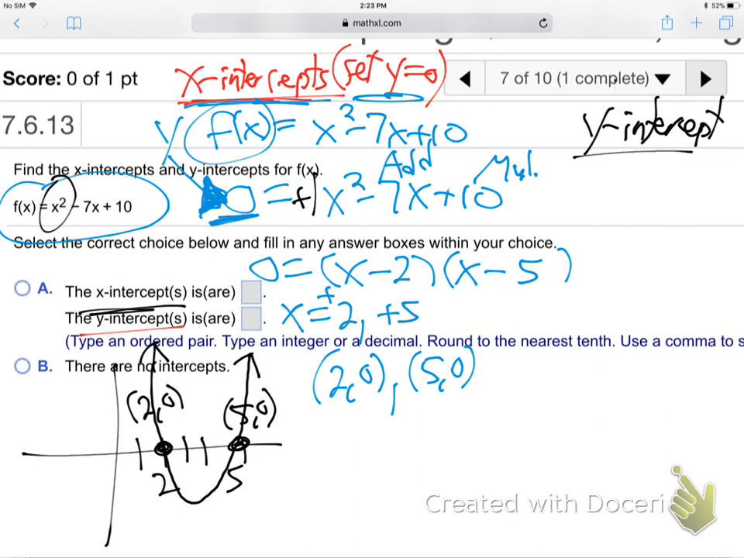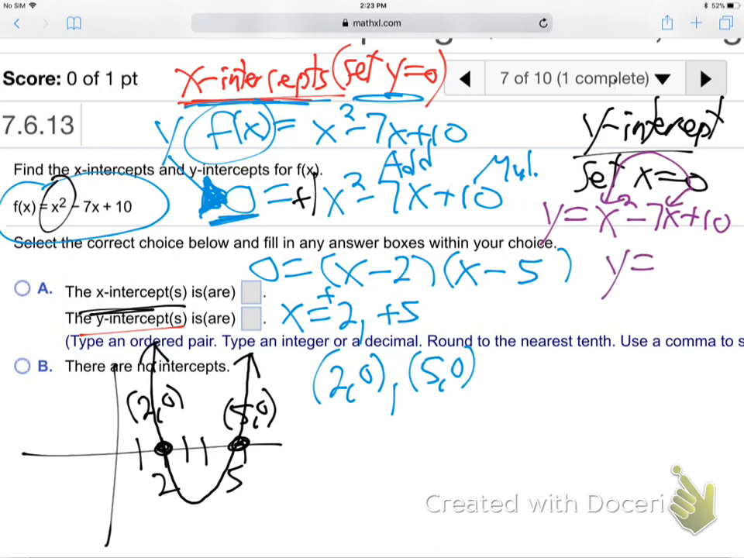The Y-intercept. How do we find the Y-intercept? You set the x. Remember, it's always the opposite letter. To find x-intercepts, make y 0. To find y-intercepts, make x 0. So if I plug in x equals 0, that is going to be easy. Look what we've got: y equals x squared minus 7x plus 10. If you make x 0, all that x stuff's going to drop out, and you're going to get y equals 10.